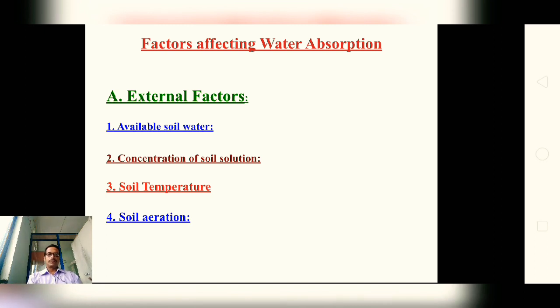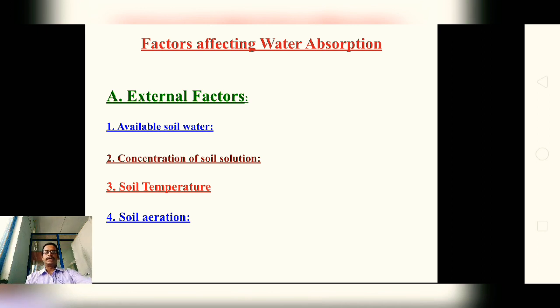Then the fourth one is soil aeration, which is another important factor. Water absorption is good in aerated soil as compared to non-aerated soil. Deficiency of oxygen inhibits the growth and metabolism. Carbon dioxide accumulation increases the viscosity of protoplast and decreases the permeability of the cell membrane. So these were the external factors.